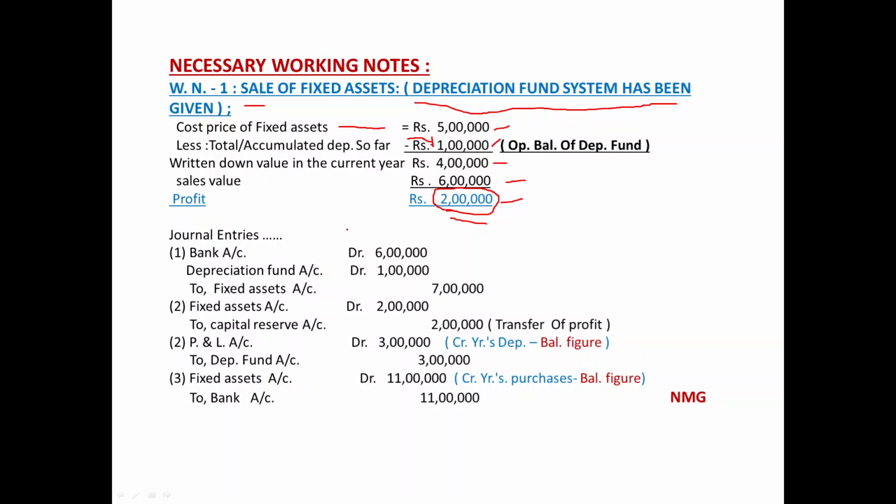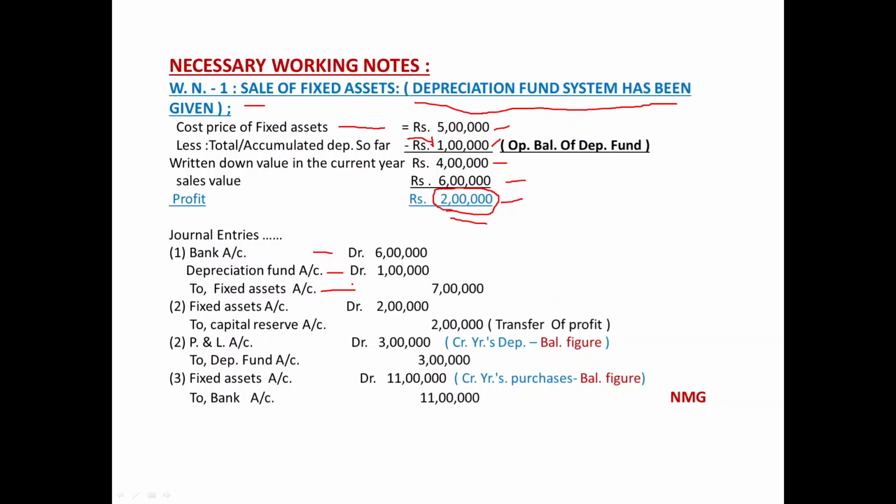In your examination you are not supposed to give the journal entries. Just for your understanding purpose I am giving this journal entry. If it is very clear in your mind, then you can give the direct posting in the concerned ledger accounts. First journal entry. Bank account debited rupees 6 lakh. Depreciation fund account debited rupees 1 lakh. To fixed assets account credited rupees 7 lakh. Means including profit, we gave a credit of rupees 7 lakh.